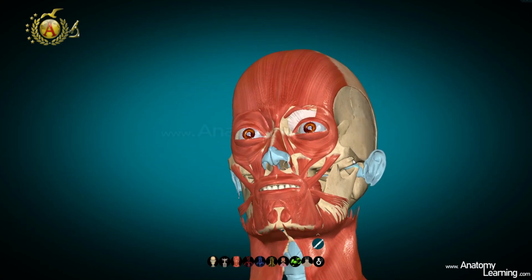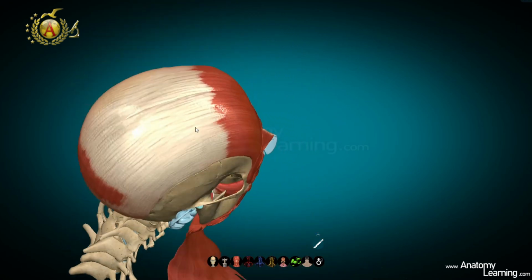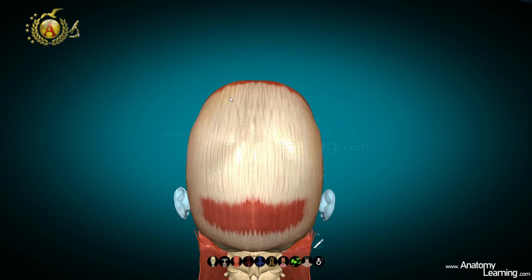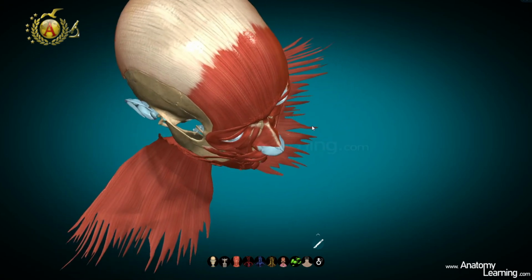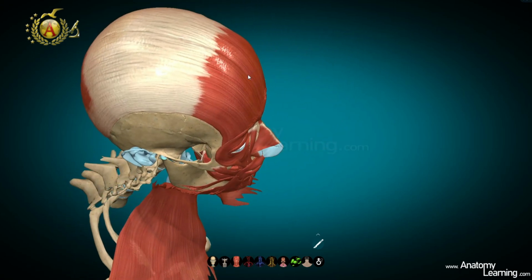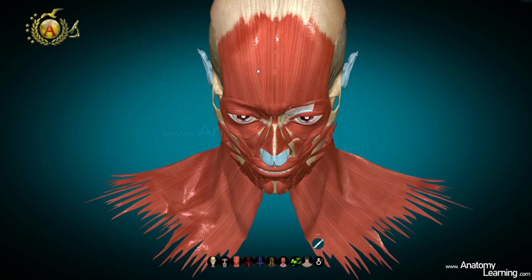We can divide them into a few groups: the epicranial muscle, the muscles of the eyelids, the muscles of the nose, and the muscles of the lip. The epicranial muscle is this large muscle that covers the entire upper surface of the cranial cavity. This muscle consists of two parts, which are its muscle bellies, the frontal and occipital, plus a large epicranial aponeurosis. It is actually not one, but two equal and symmetrical muscles.